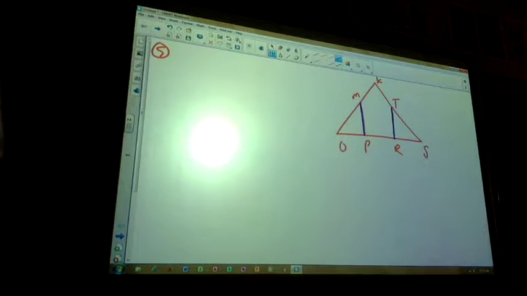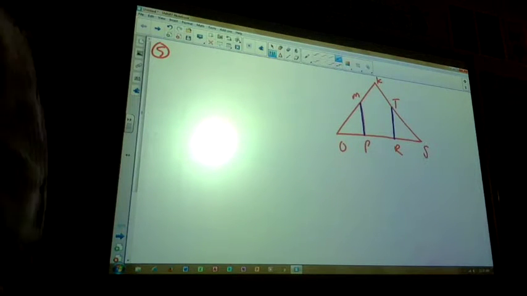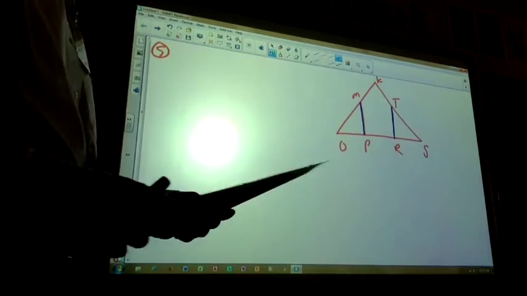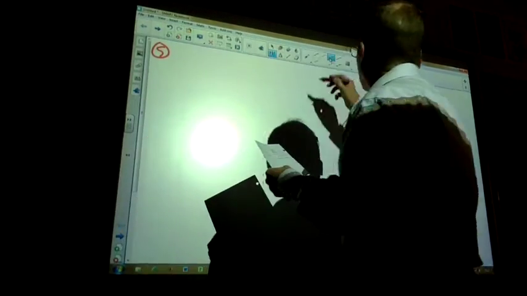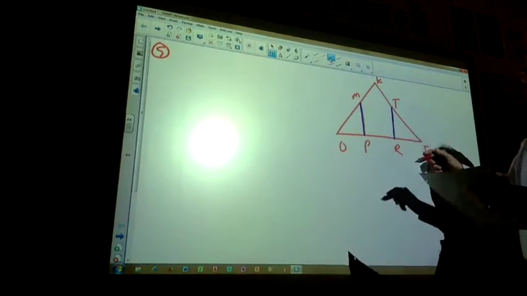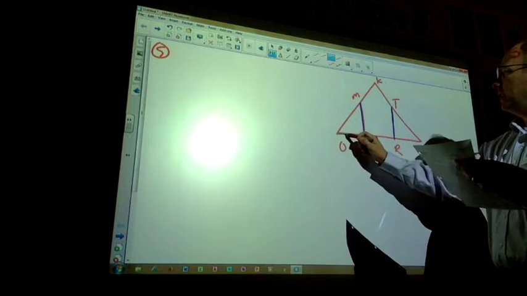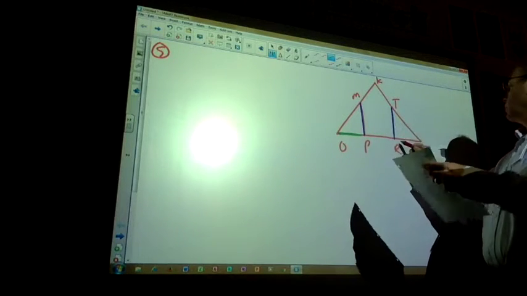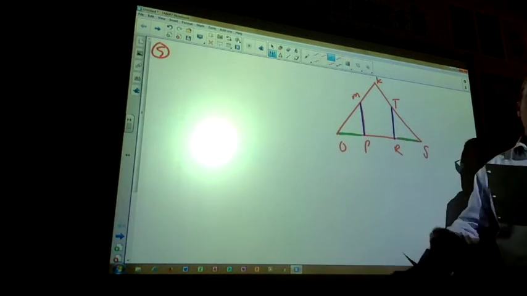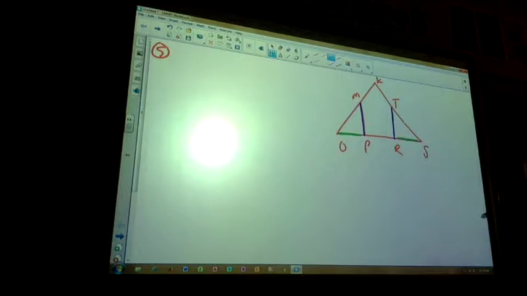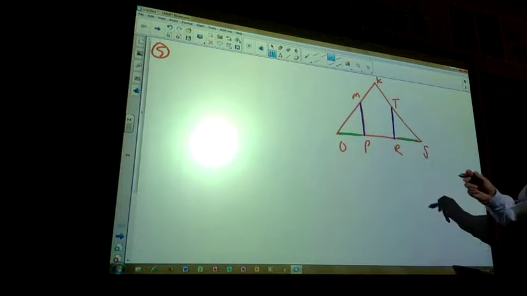So, let's put our givens. They tell us this is congruent to this. That's part of the givens. And I'm going to put the givens in green. The blue is what we're trying to prove. That way I don't have to waste space. And then we know that KO and KS are congruent.